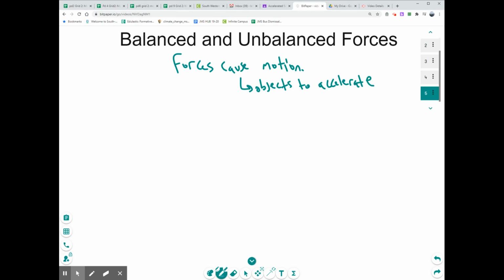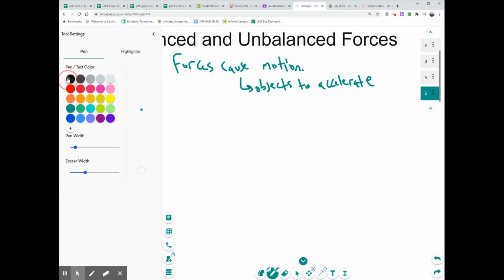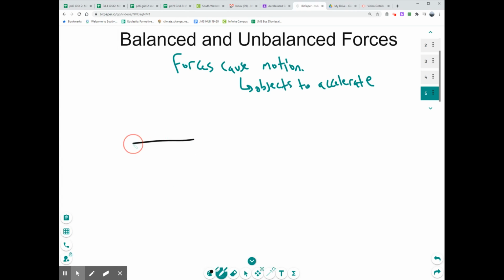Okay. So let's start with a really simple example. And that really simple example is going to be a box. And that box is going to be sitting on the ground. Okay. Now, you may have heard me reciting Newton's first law of motion to you in the last video. Newton's first law. We'll just write Newton's first, because we're not heathens.